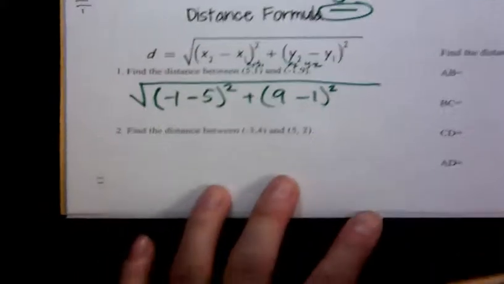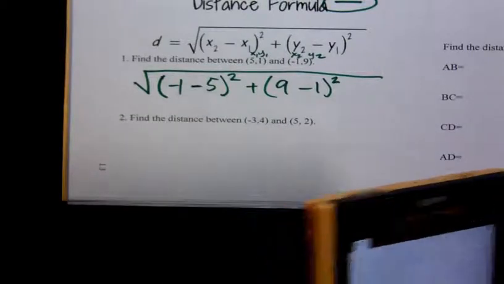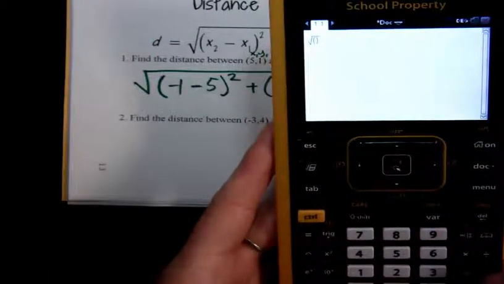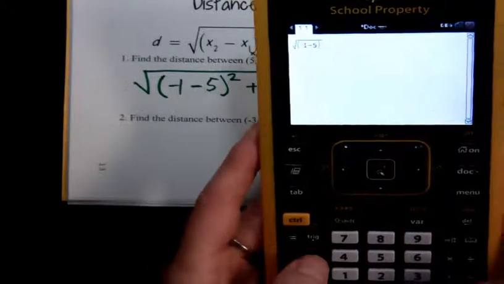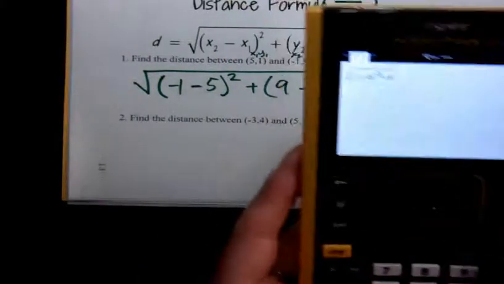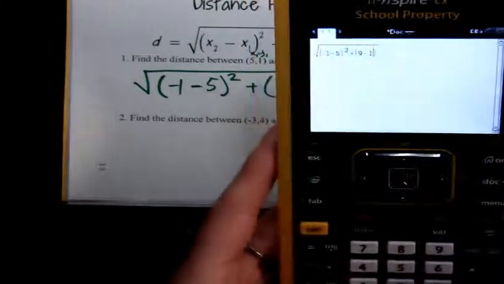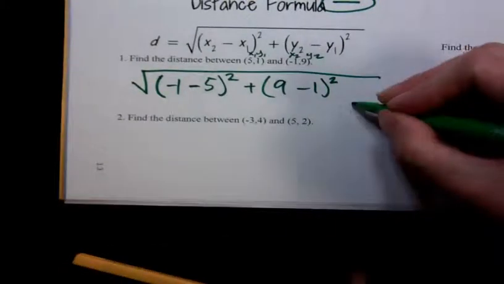So I'm just showing you how to do this. Because we're working on graphs this unit, a lot of people like using the Pythagorean theorem better anyway, but these calculators let you put in your square root sign and type it in exactly the way you have it. So parentheses -1 minus 5 close parentheses squared plus parentheses 9 minus 1 close parentheses squared. Push enter and it finds the whole thing for you, so the distance is 10.